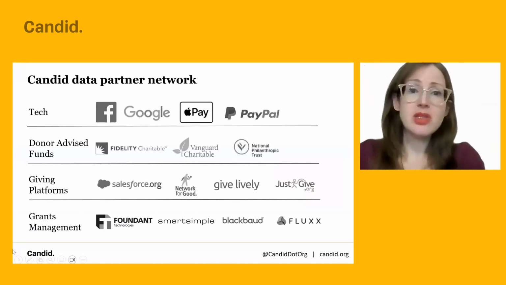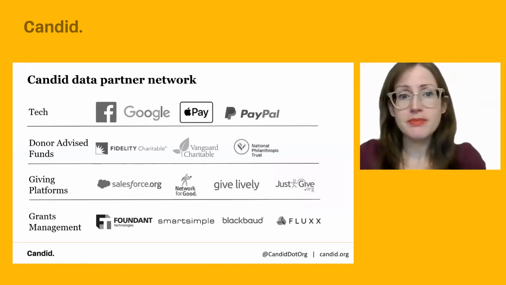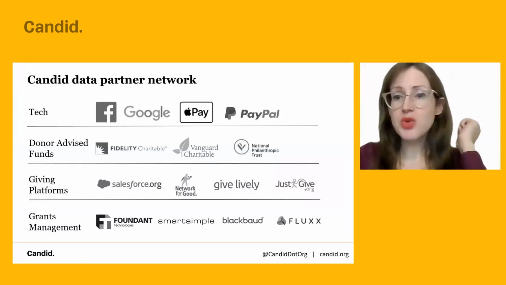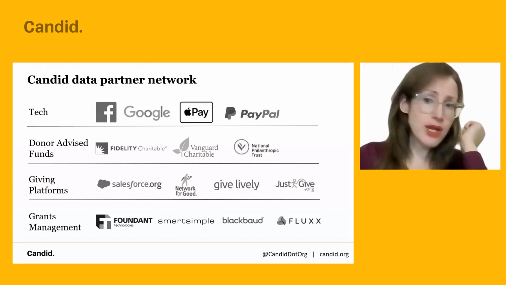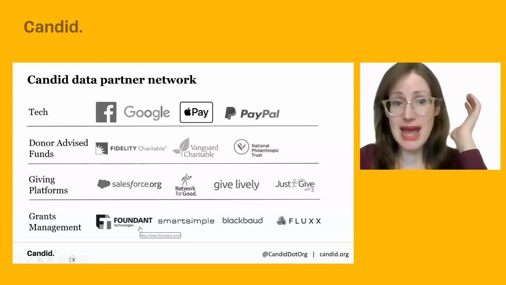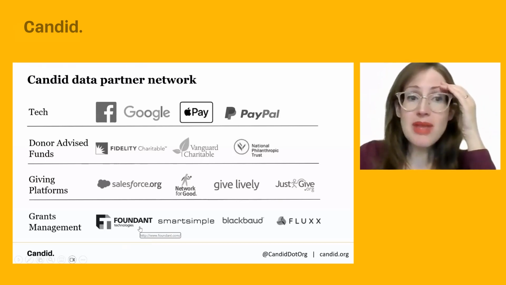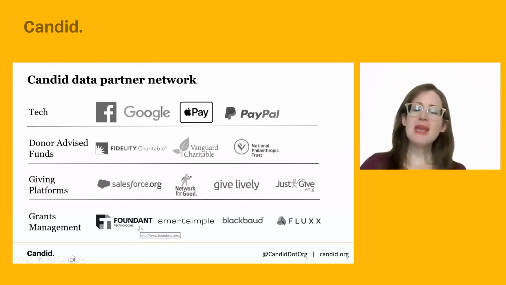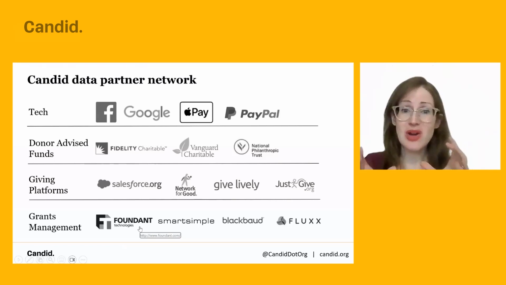Okay, so who is looking at this information? Here's a small sampling. Like I mentioned a moment ago, there's over 200 different institutions, organizations, companies, etc., who are using this information that Candid has. And so here's just a little bit that we have here. So you've got your tech companies, including a lot of very, very large ones here. So Facebook, Google, Apple Pay, PayPal, all of these organizations are using your data on GuideStar in various ways.